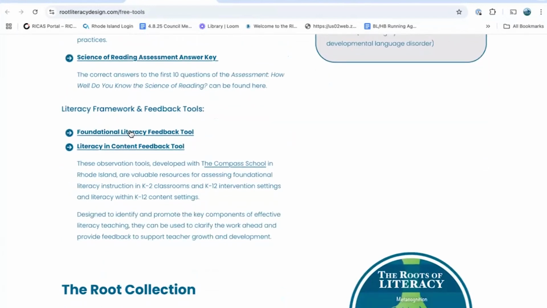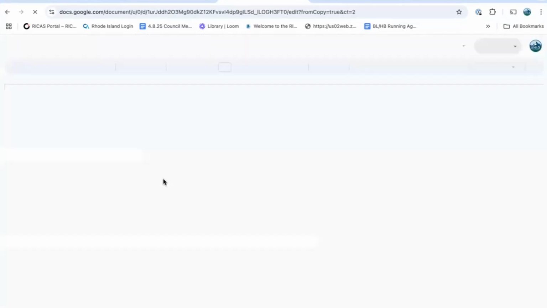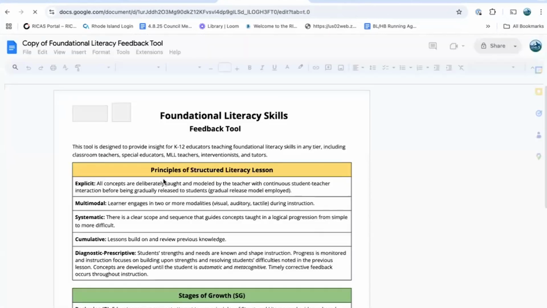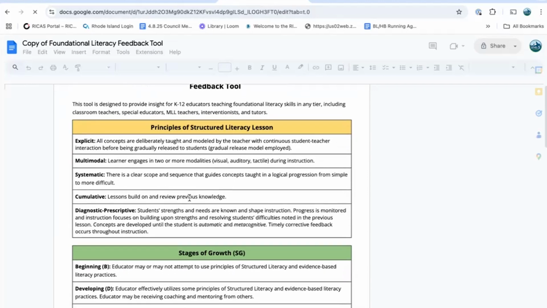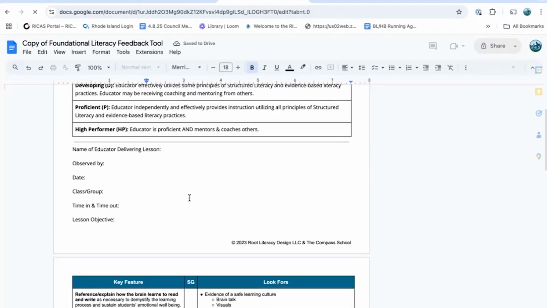Foundational Literacy Feedback Tool. The only thing I want to mention is that when you click it, you'll get your own copy, which is so great. So you can do whatever you want to it. You can write in it. If you scroll down to the second page here.